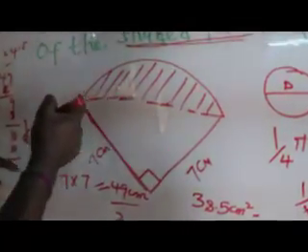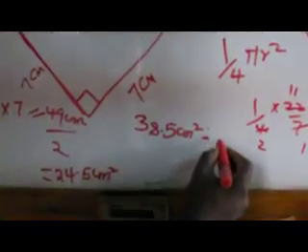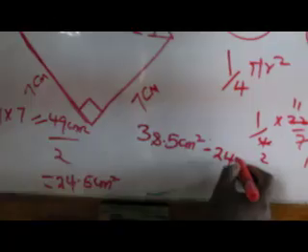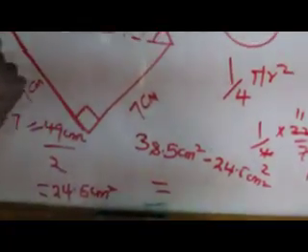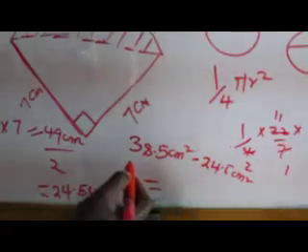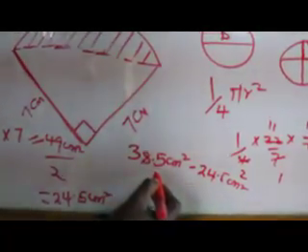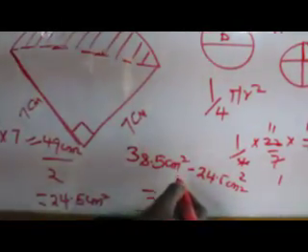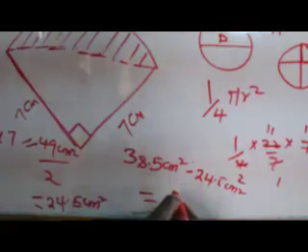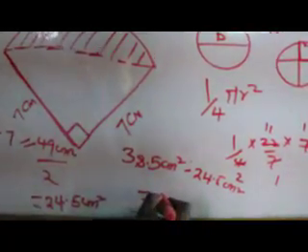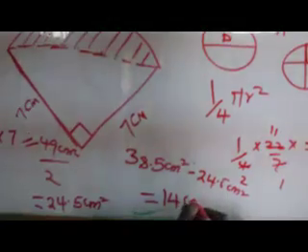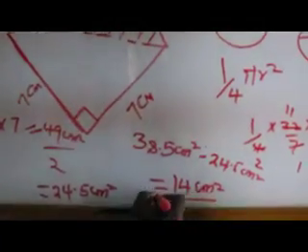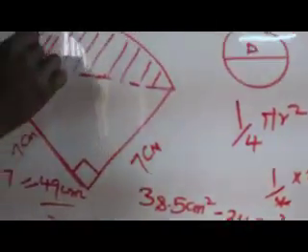This part is our triangle. Minus 24.5 centimeters squared. When you subtract the two, 38.5 centimeters minus 24.5 centimeters, this is going to give us 14 centimeters squared. That is the area of the shaded part.